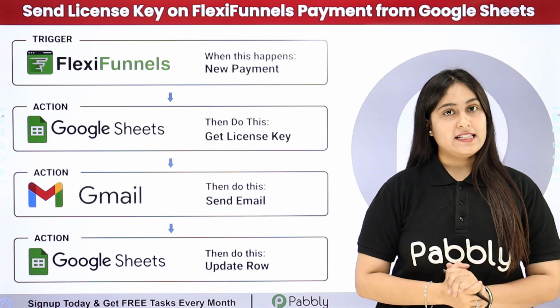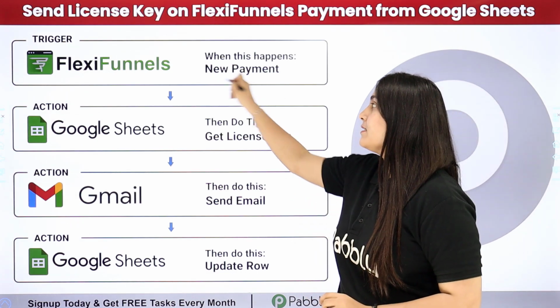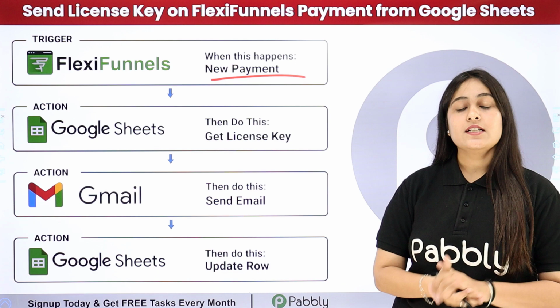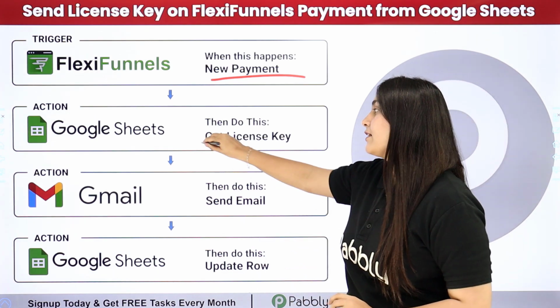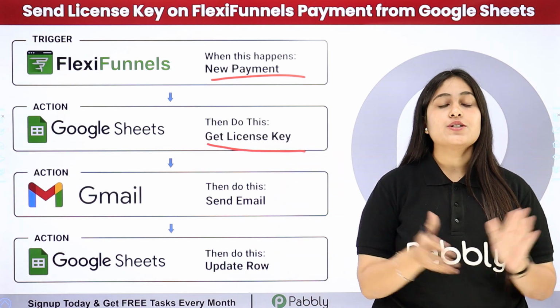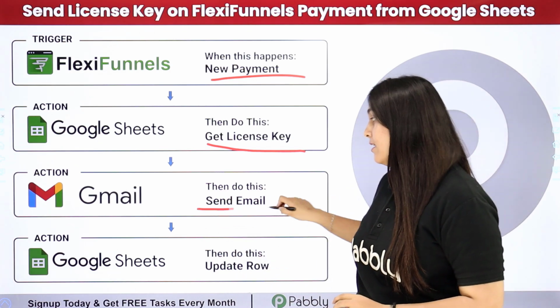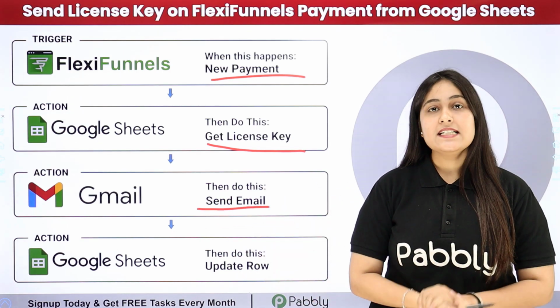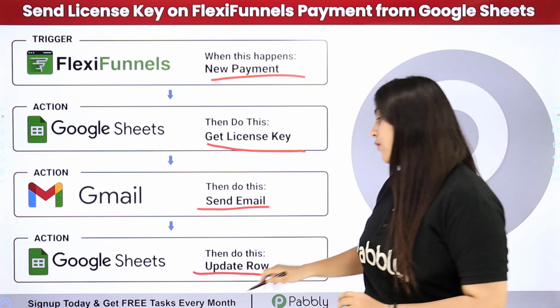So now in this case, I want that whenever a new payment is made in my FlexiFunnels account, then automatically a license key should be extracted from my spreadsheet and then it should be sent to my customer through Gmail, and after that, using all those details, my Google Sheet should be updated with all the details.